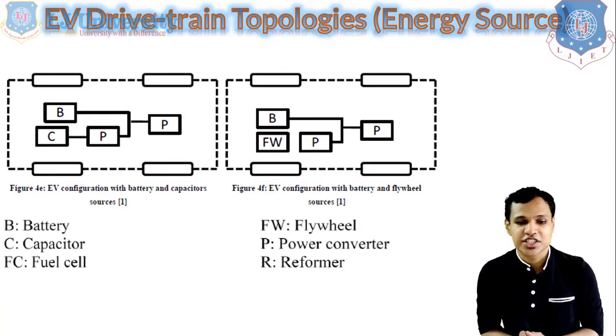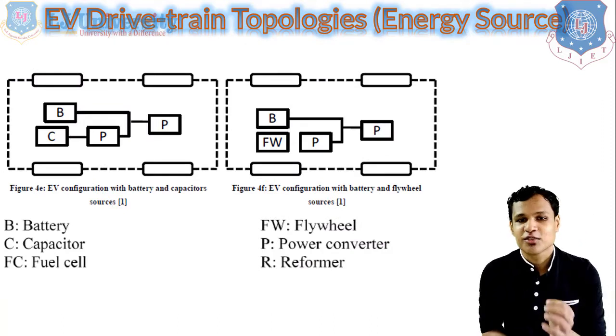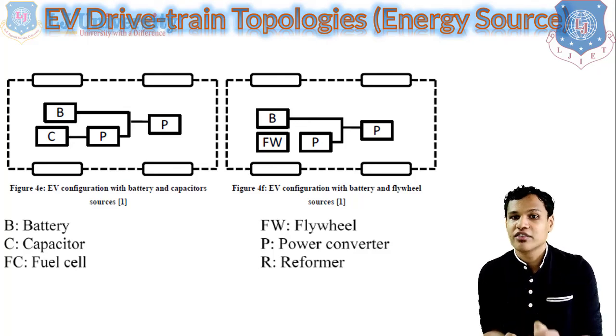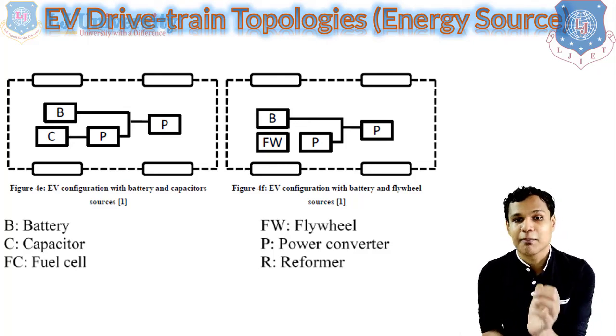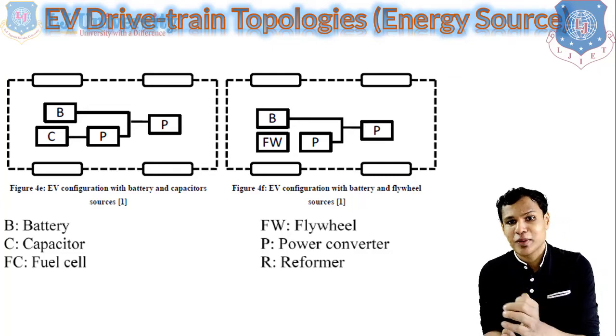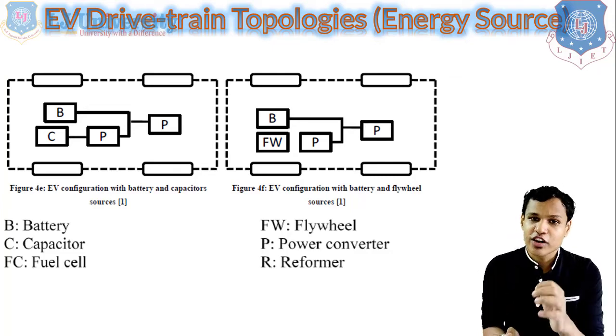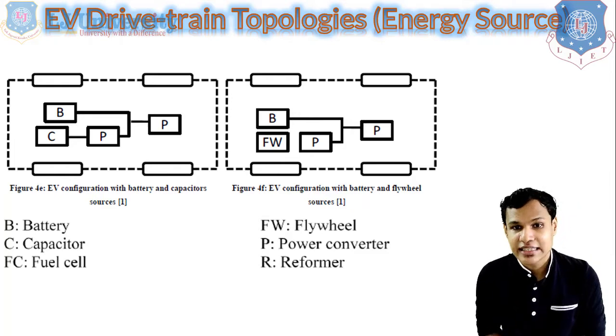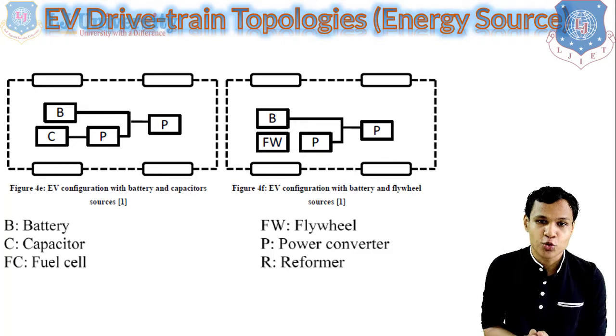Another 2 classifications you can see right now: first, the EV configuration with battery and capacitors, or we can say battery and ultra capacitor. Now, the ultra capacitor has very high specific power, and it is one of the alternate energy sources that we will learn in detail in chapter number 2.